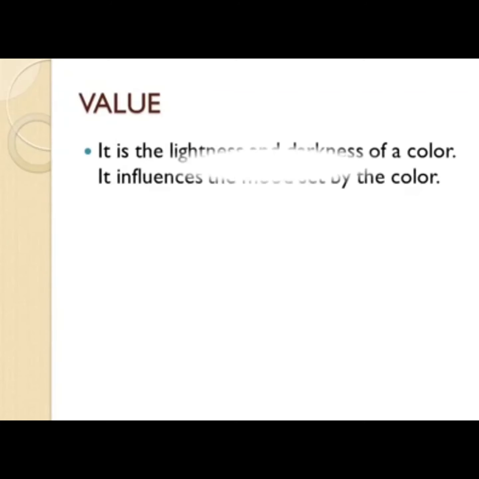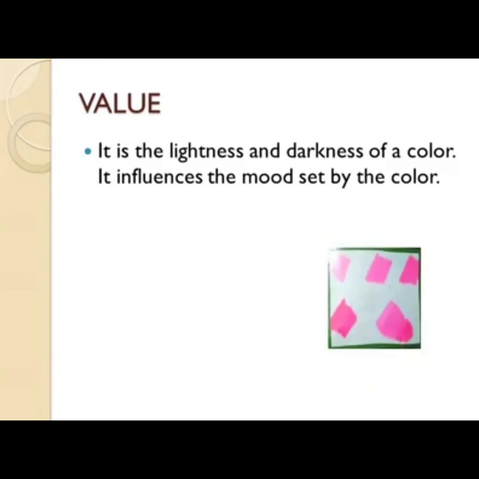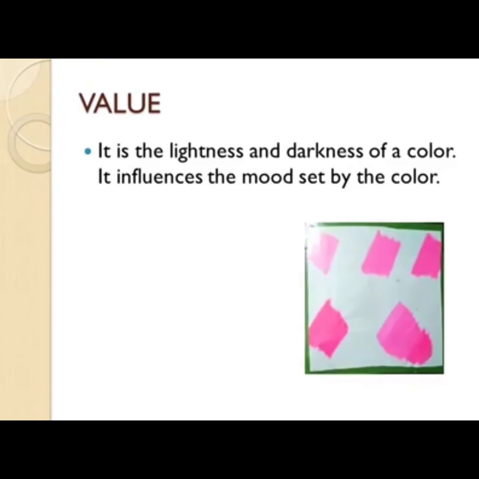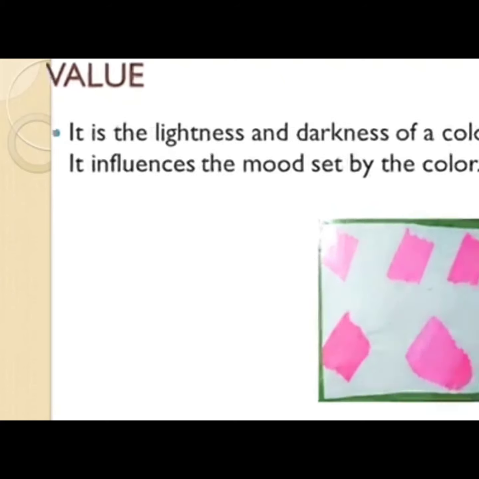The next element is value. What is value? Value is the lightness and darkness of a color. It influences the mood set by the color. So this is easy to understand, okay? The difference between value and color is that it pertains to the darkness and the lightness of the color. So basically it is talking about the shade of the color. As you can see in the picture, the color is defined from light to dark.